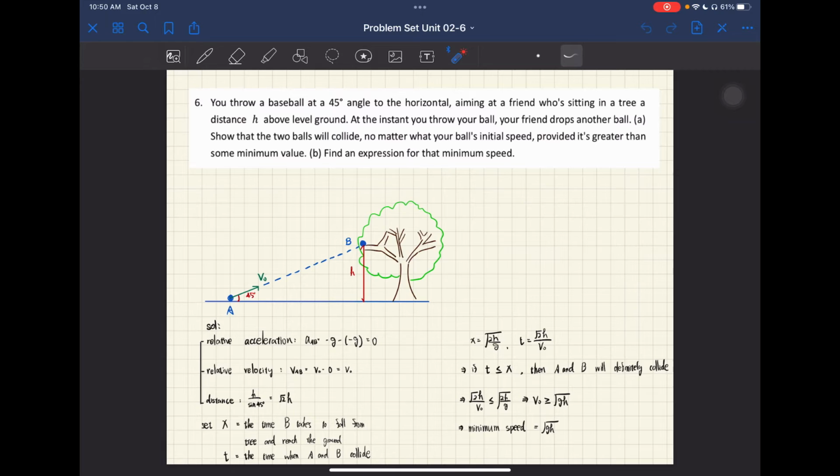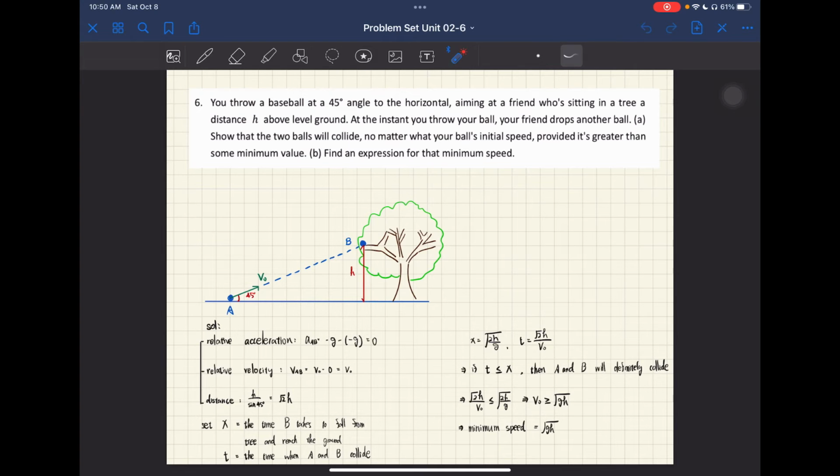For this question, I would like to use relative acceleration and relative velocity to help us solve it. So we need to find both of them. Because both bow A and bow B have an acceleration g downward, the relative acceleration equals 0. And because the initial state of bow B is static, the relative velocity v_AB equals v0 minus 0, which equals v0.